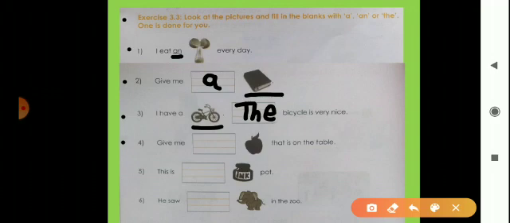Now next is 4. Give me dash dash. Here is an apple that is on the table. Now give me what? The apple. Here we should not use an, give me the apple. Okay. Next, it's a particular apple, so we use the.